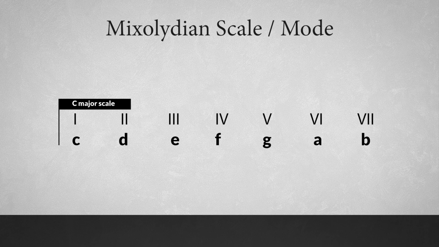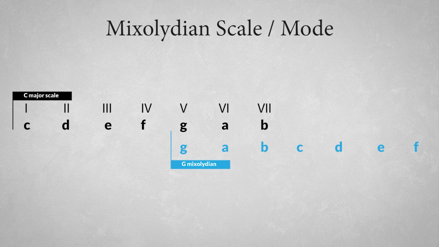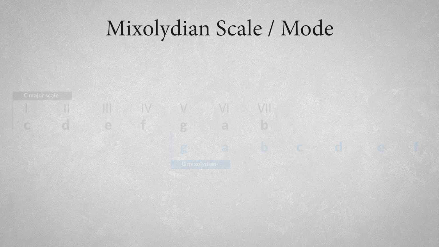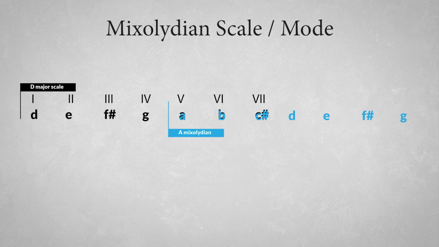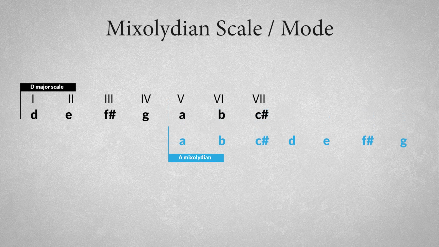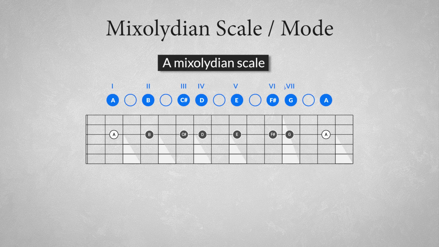Now, the Mixolydian scale or Mixolydian mode is the 5th mode of the major scale. So the A Mixolydian scale is derived from the D major scale, because A is the 5th note in the key of D major. Now the scale that is created is a major scale with a minor 7th degree. And this minor 7th degree is what sets the scale apart from the plain A major scale, which has a major 7th degree.